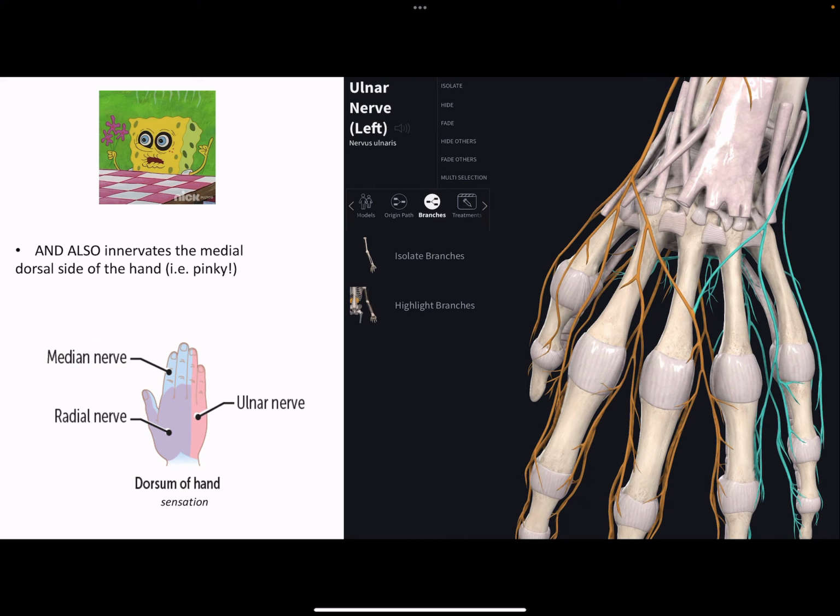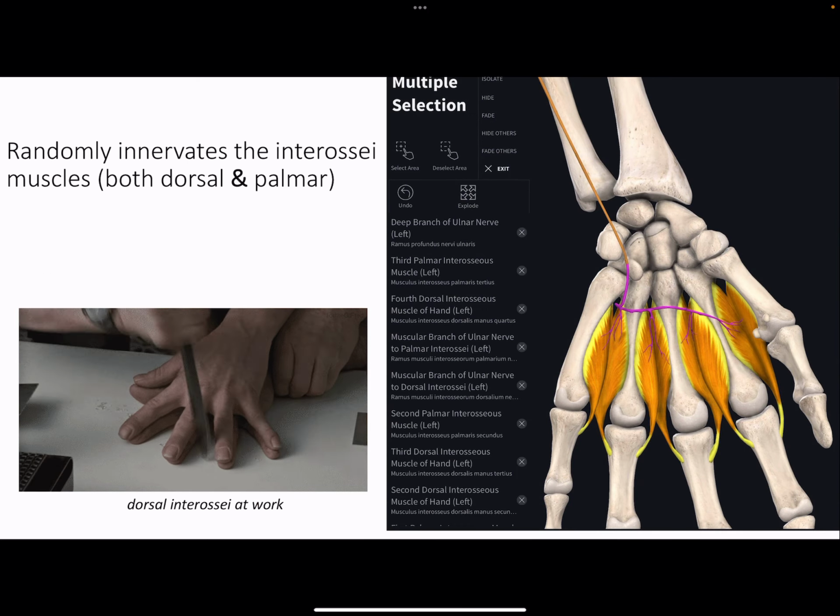You flip your hand over, now you're looking at the dorsum, boom. Ulnar nerve is easy because it's doing the exact same thing. Remember that it also gets the interossei, both dorsal and palmar, which is kind of weird, but anytime you want to spread your fingers apart or bring them together, that is going to be the ulnar nerve.